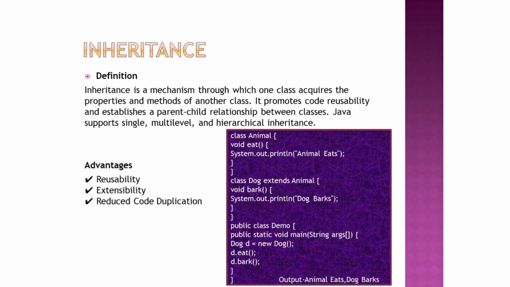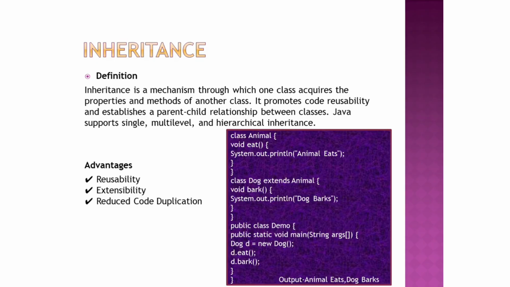Next, now let's understand inheritance through this Java program. First, we have an animal class. It contains one method called eat, which prints animal eat. Next, we create another class called dog. Notice the keyword extends. This keyword tells Java that dog inherits from animal.